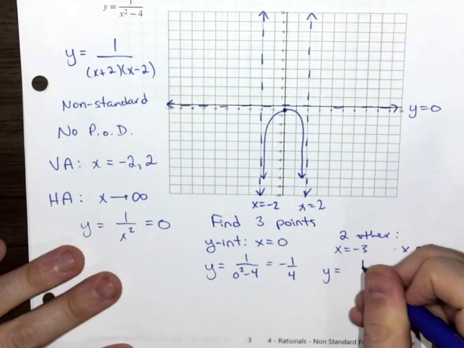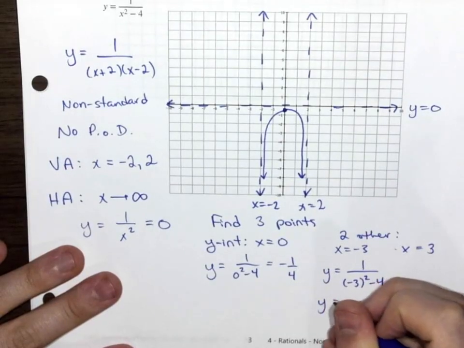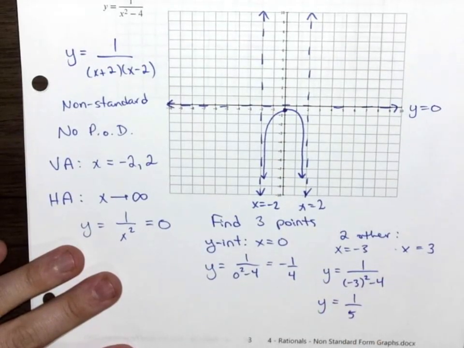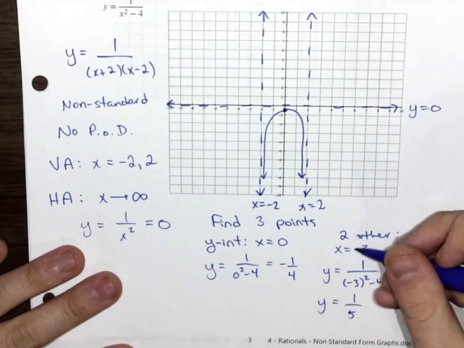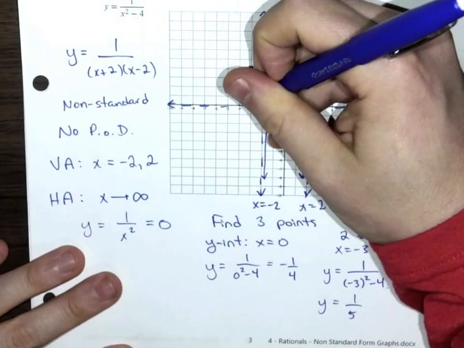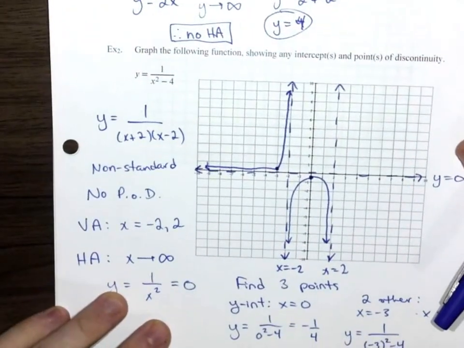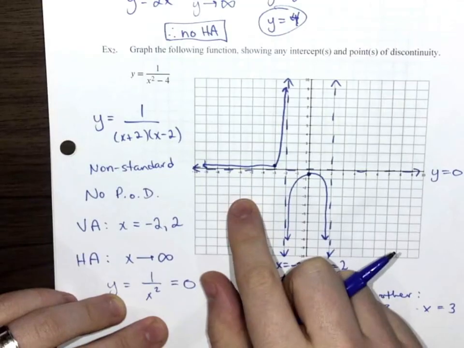I'm going to get y is equal to 1 over -3 squared minus 4. And that's going to equal 1 over 5 for y. And that means I have a point at -3, 1/5. So let's just put a point there. And now I know that this top left section is covered as they follow the asymptote. And it won't cross over into the bottom left.